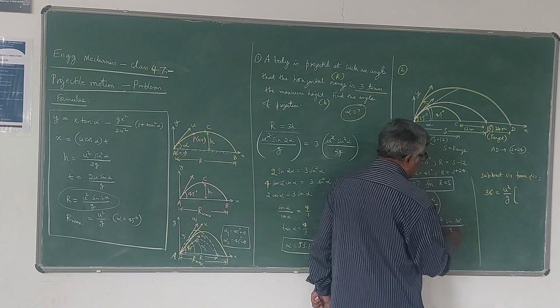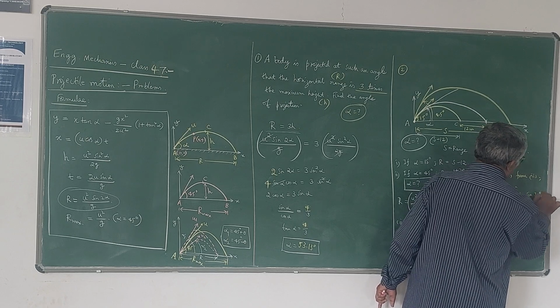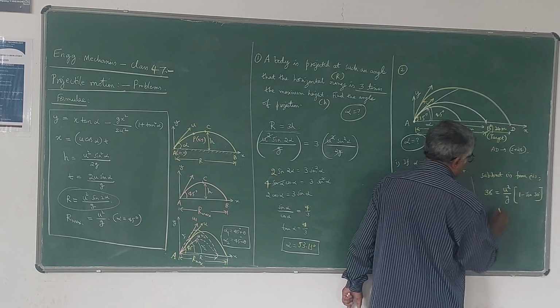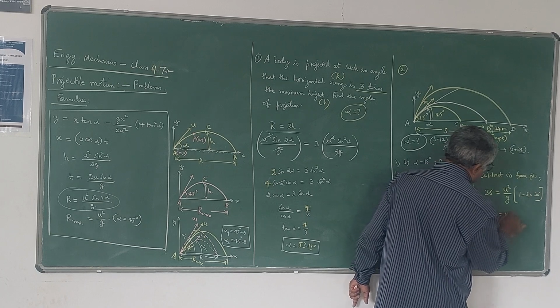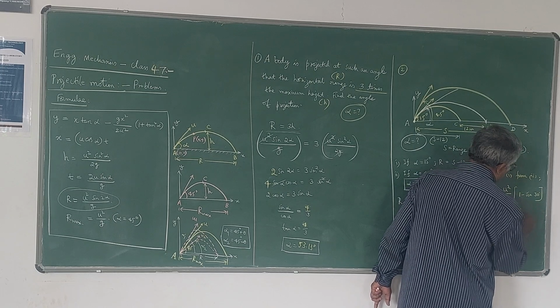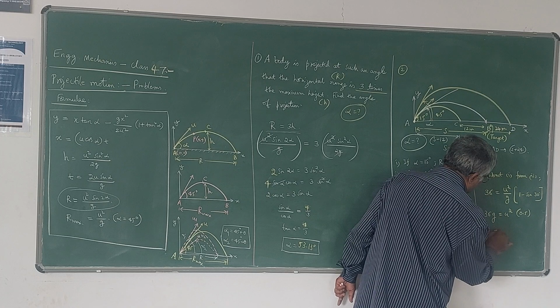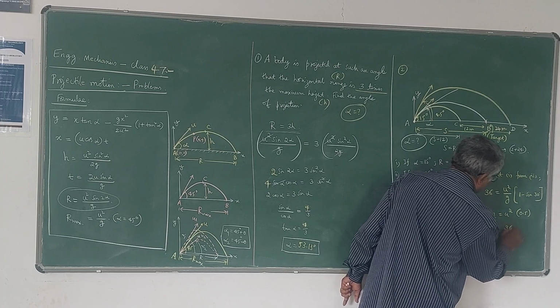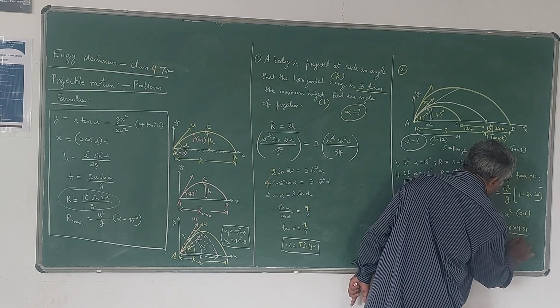Sin 90 minus sin 30, that is 1 minus sin 30, since sin 90 is 1. Sin 30, of course, is half. So from this you can easily get the value of U square. So 36G is equal to U square into 1 minus 0.5, which is 0.5. Therefore U is equal to the square root of 36 times G, 9.81, divided by 0.5.